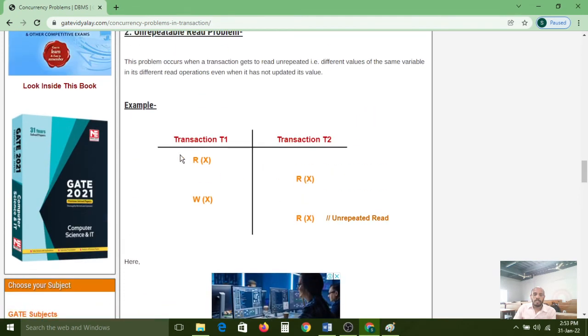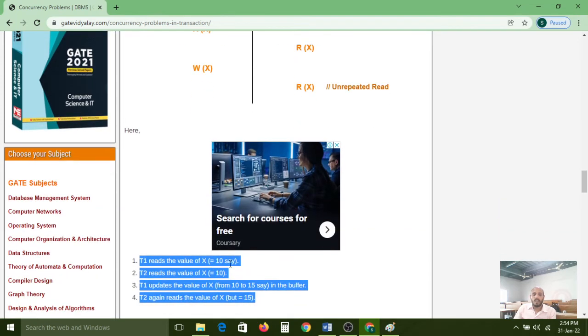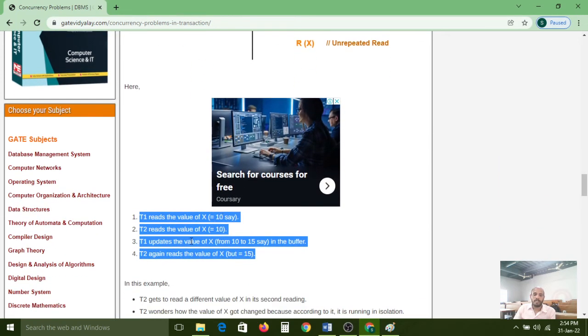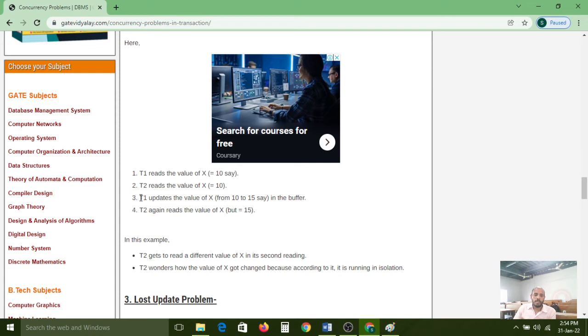Same. So here no update operation is performed, no write operation is performed. Both transactions are reading the data from X account. So the X value is what? 10. So the value 10 it is reading. No problem here.